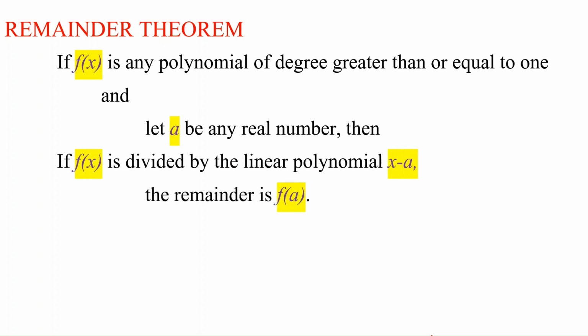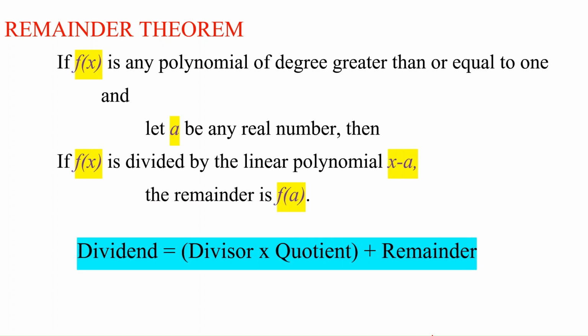In divisions, we know that dividend is equal to divisor into quotient plus remainder. In algebraic expressions, f of x is the dividend. In this particular case, x minus a is the divisor. So when we divide, we'll get some quotient in terms of x and remainder. This can be written as f of x is equal to x minus a into q of x plus r of x.